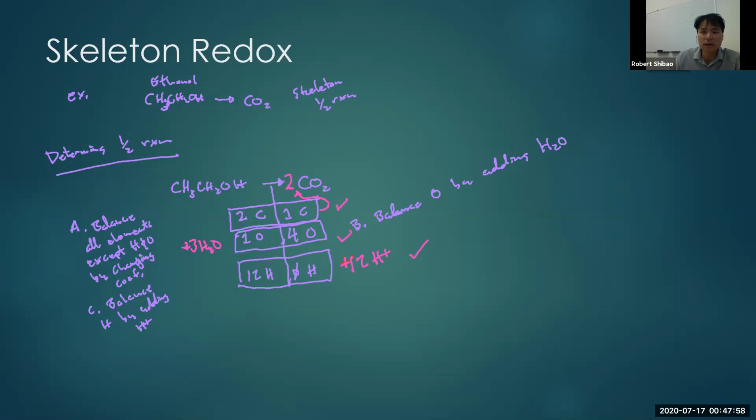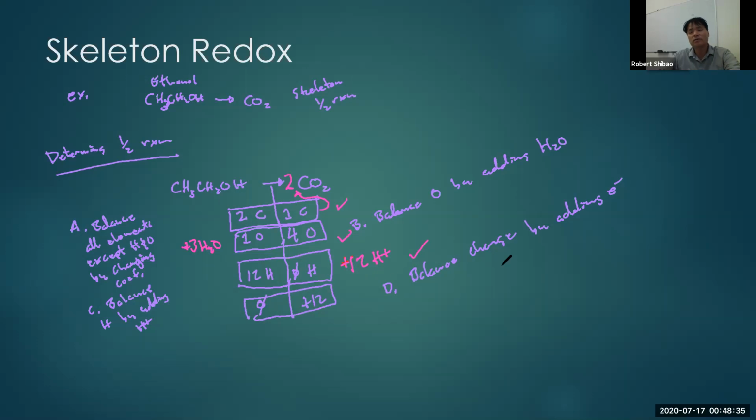Okay, then finally, there's only one more step to this. The last step is we'll call D. And D, we're going to balance the charge by adding electrons, by adding negative charges. So electrons are negative charged here. And so ethanol is neutral, water is neutral. So the charge on the left is 0. When I look at the charge on the right, CO2 is neutral, but H plus is positive, and I have 12 of those. So I have plus 12 on the right.